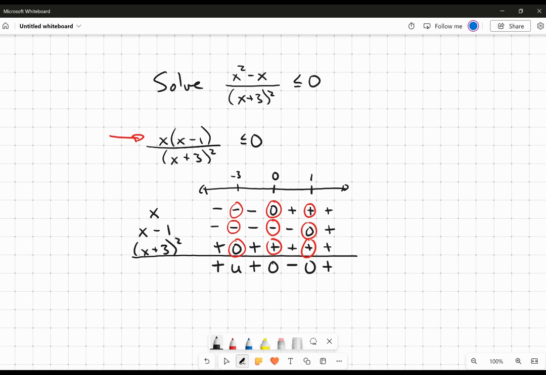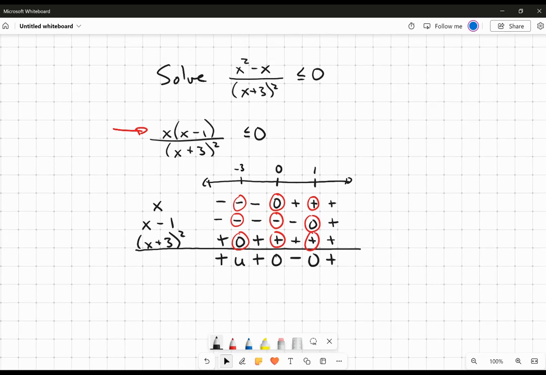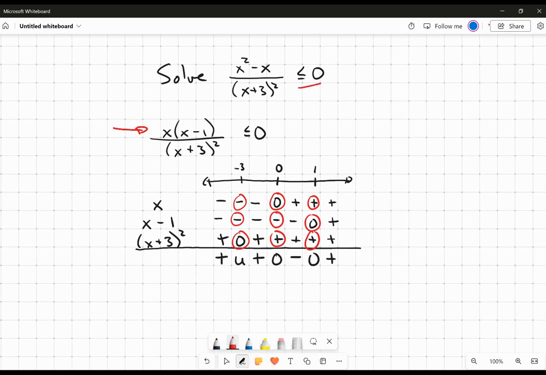Now, my question is asking, where is this less than or equal to 0? And when I look at my overall result here, how the overall function is behaving, I'm equal to 0 at 0, I'm equal to 0 at 1, and I'm negative in between those. And so my answer is going to be this overall result will work as long as x is a member of the interval from 0 to positive 1. And that works.